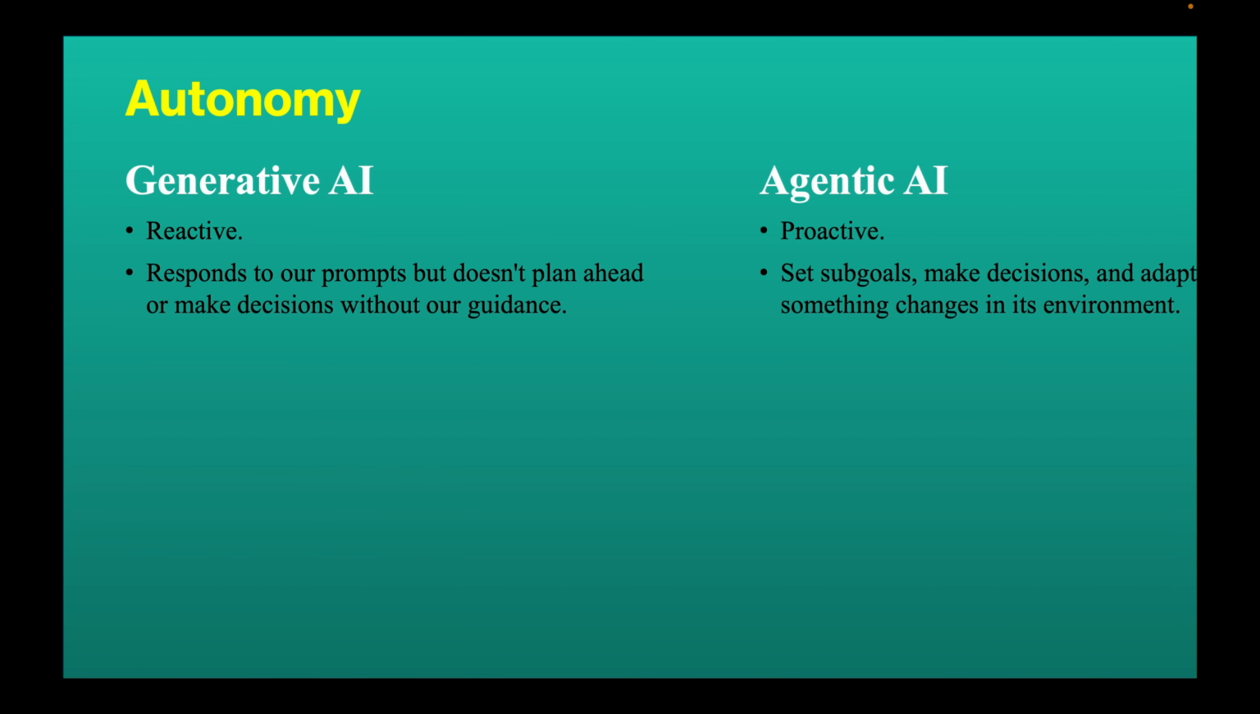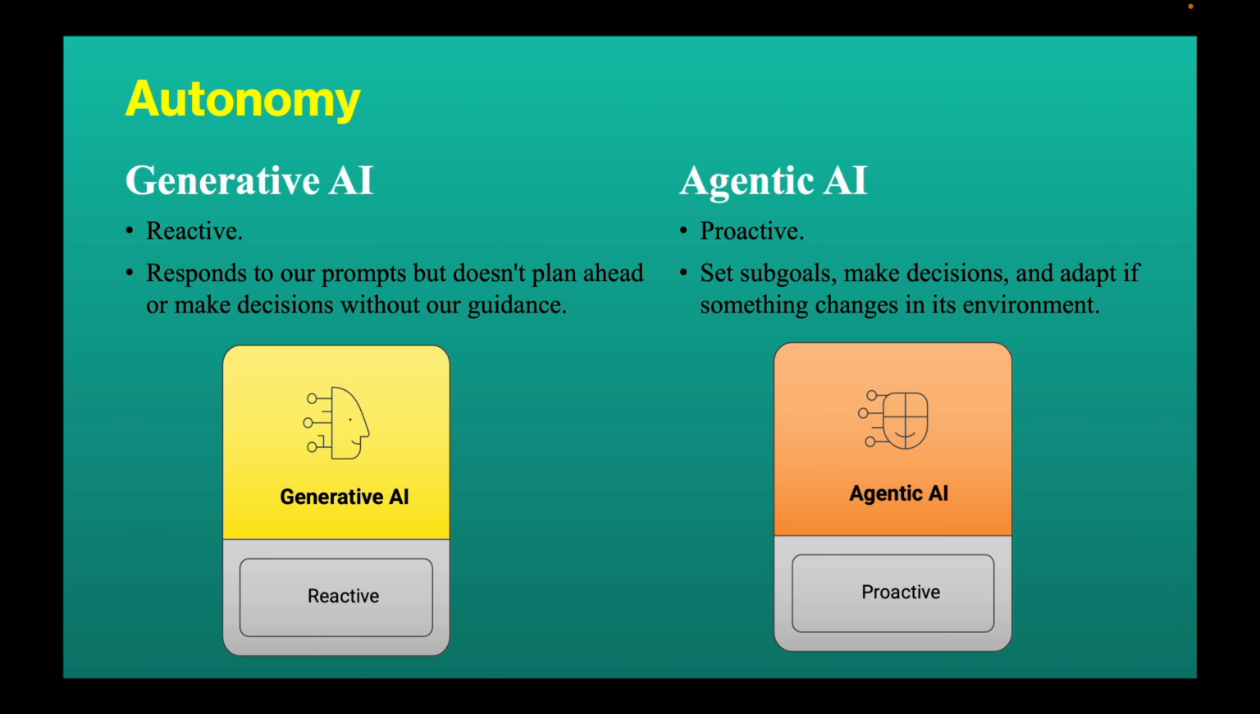Autonomy. Generative AI is reactive. It responds to our prompts but does not plan ahead or make decisions without our guidance. Whereas agentic AI is proactive. It can set sub-goals, make decisions, and adapt if something changes in its environment. A generative model can summarize articles for us, whereas an agentic model could read 4 articles, analyze them, summarize the differences, and send that report to our email.